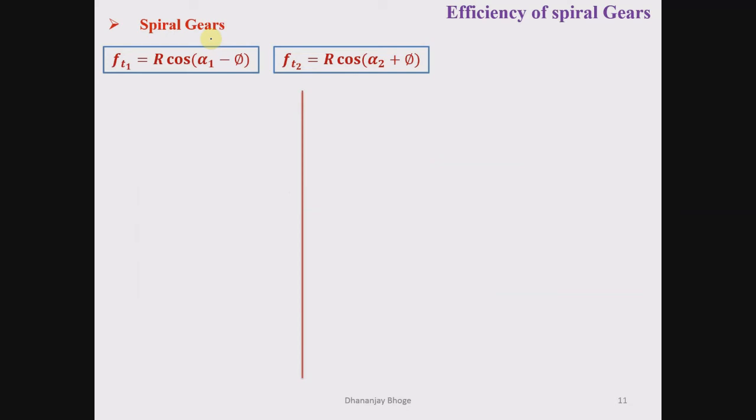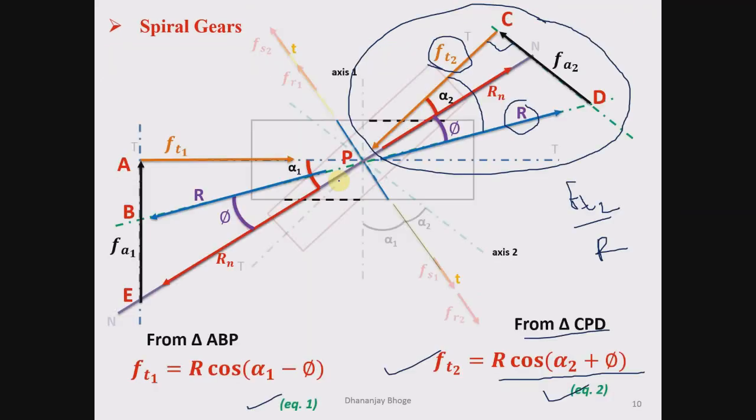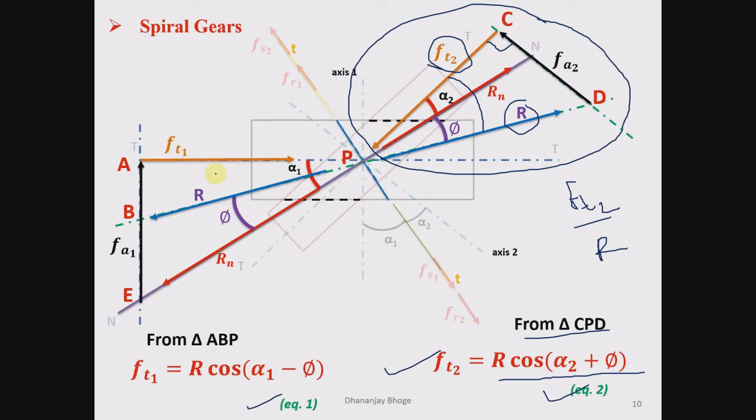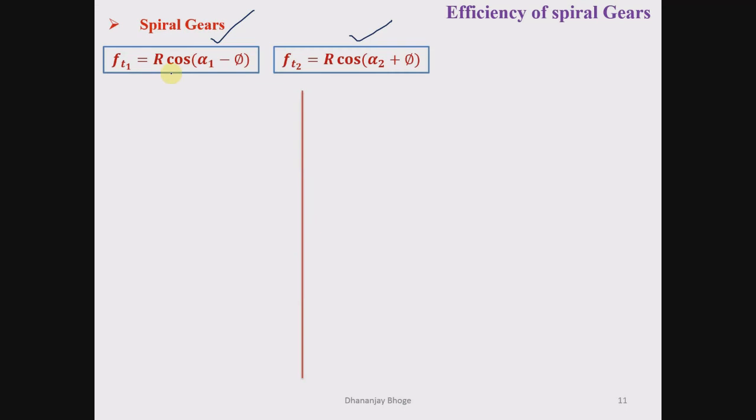Okay, so what we have with us are these two relations. Ft1 is equals to R cos of alpha 1 minus phi and Ft2 is equals to R cos of alpha 2 plus phi from simple trigonometry. So what we have done is, the diagram we drew for half an hour was only in order to obtain these two relations. Okay, and if this question is asked in your examination, 30% of your marks will be reserved for this diagram. So it's very important to get clear the concept of this diagram. So Ft1 is equals to R cos of alpha 1 minus phi and Ft2 is equals to R cos of alpha 2 plus phi.